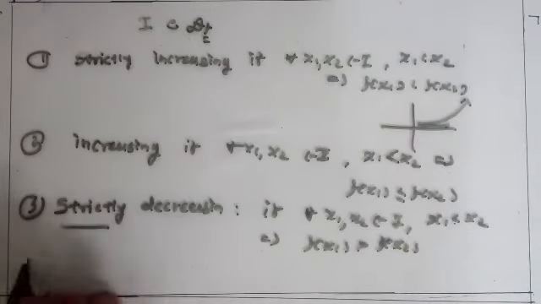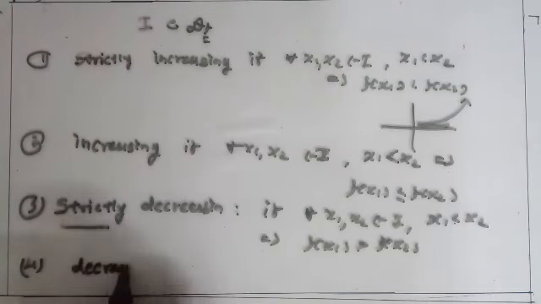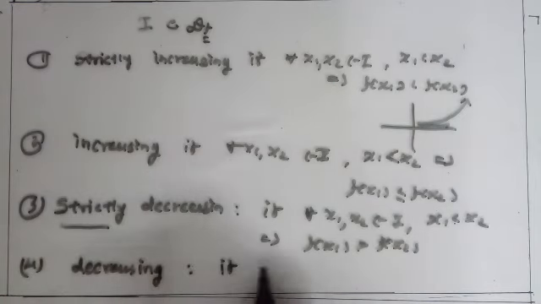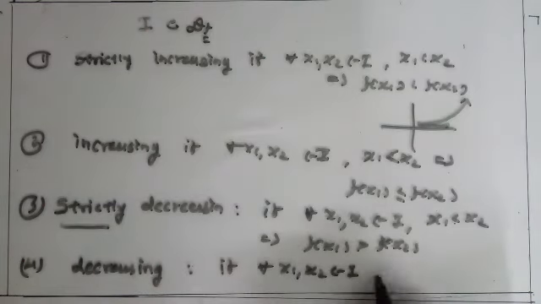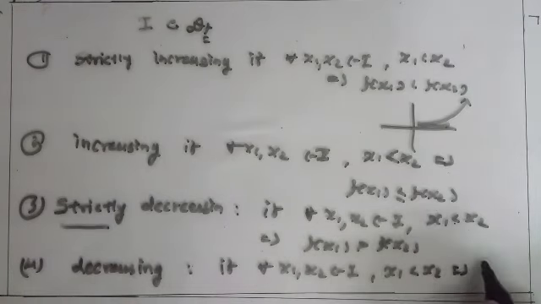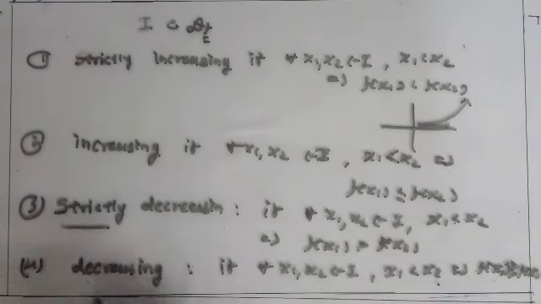Clear? Now decreasing function. If for all x1, x2 belongs to I, x1 less than x2 implies f(x1) greater than or equal to f(x2), then the given function is said to be decreasing function. Okay?